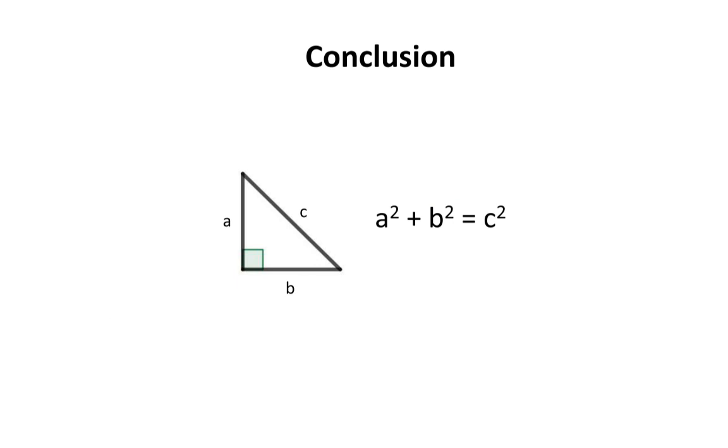In conclusion, Pythagorean theorem is a squared plus b squared equals c squared, where a represents the length of that leg, b represents the length of that leg, and c represents the length of the hypotenuse.